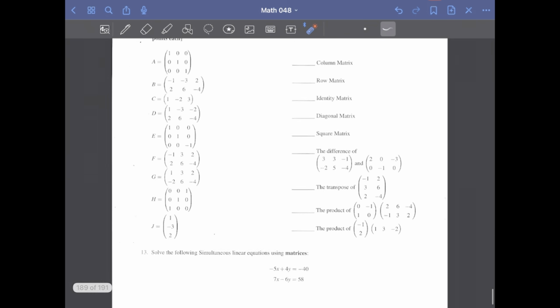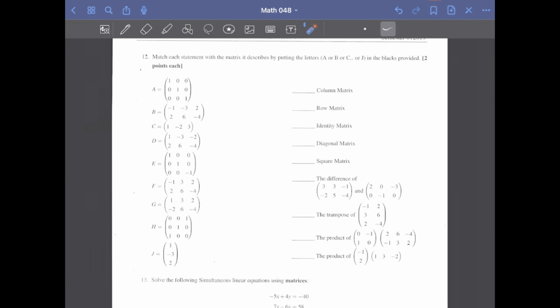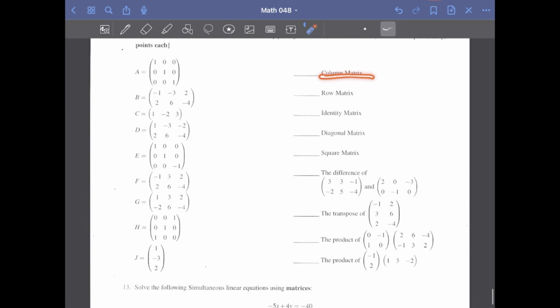Okay, so match each statement with the matrix it describes by putting the letters in the blanks provided. So I'm going to start off with a column matrix. A column matrix is just one column going down, so that'd be J. A row matrix would just be one row going across, so that'd be C.